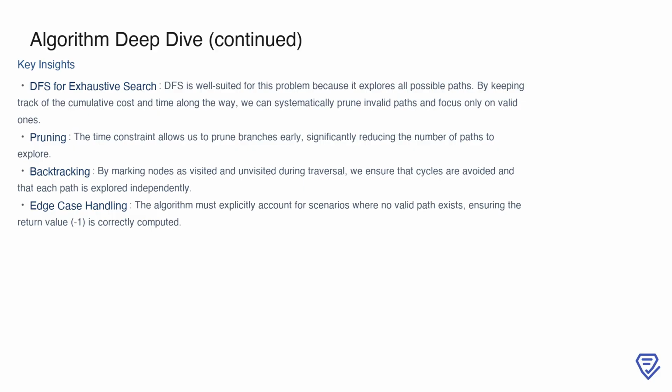The use of backtracking ensures that cycles are avoided, and each path is explored independently. Furthermore, the algorithm is designed to handle edge cases explicitly, such as returning -1 when no valid path exists. Overall, these strategies enable the DFS approach to efficiently find the optimal solution while gracefully handling invalid scenarios.